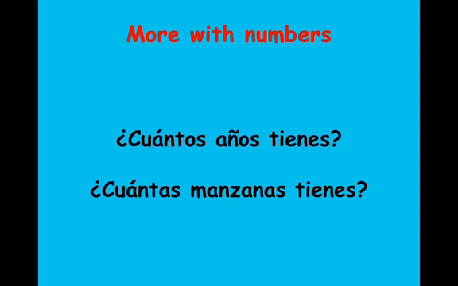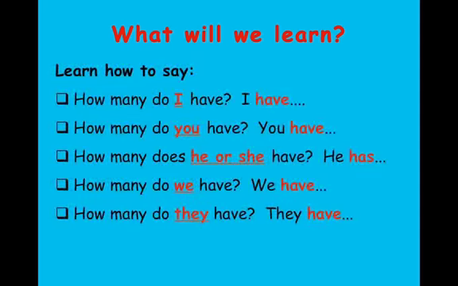Okay, we're going to use words around the classroom. We're going to use certain nouns that we've learned, fruits, and things like that. We're going to learn how to say how many do I have, how many do you have, how many does he have, how many do we have, or how many do they have. So all the different conjugations of the verb to have, we're going to learn that in Spanish and see the pattern that they have and how they break the pattern as well.